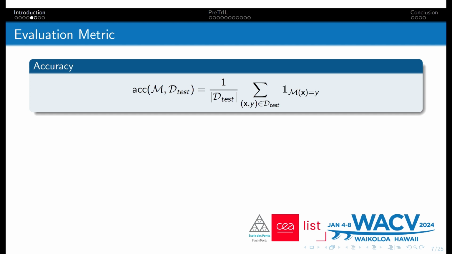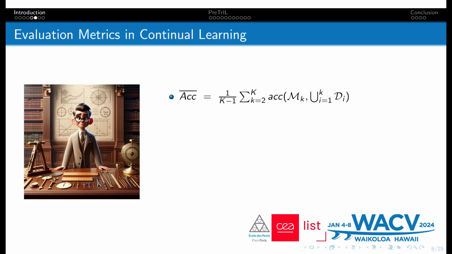So we have now to find a way to evaluate our model. We know the commonly used metric, which is the accuracy. It corresponds to the proportion of classes that are accurately predicted by the network. And in continual learning, we can define four other metrics that will be relevant in our studies. The first one is the average incremental accuracy, defined as the average of the accuracies across all the states.